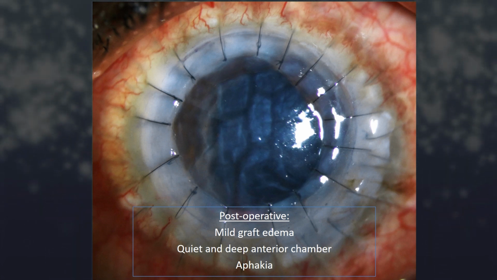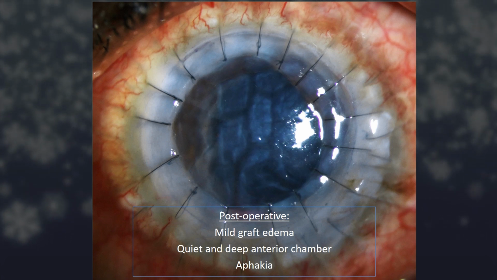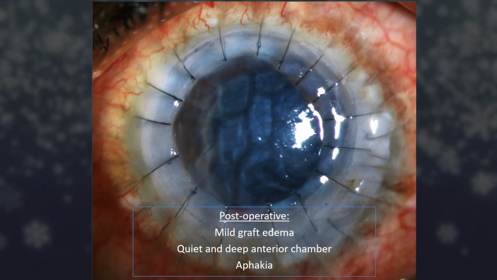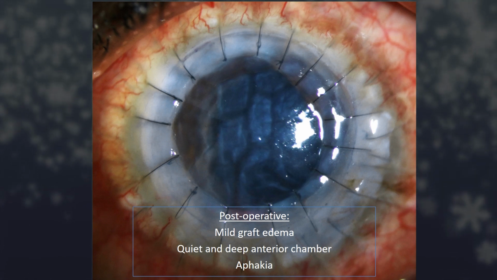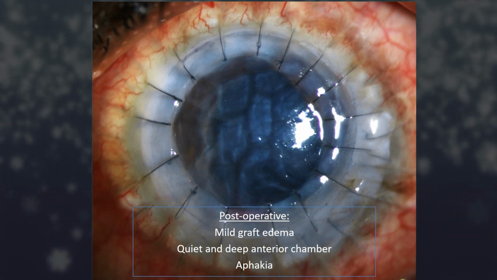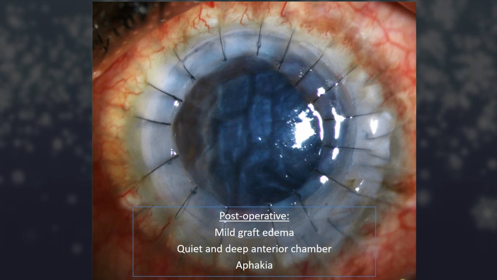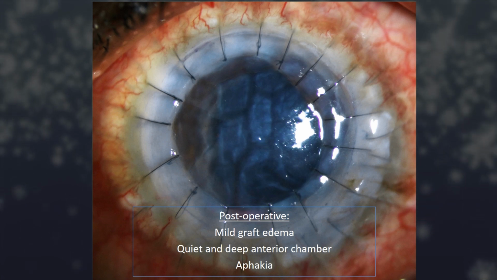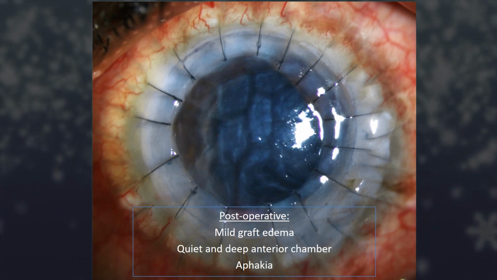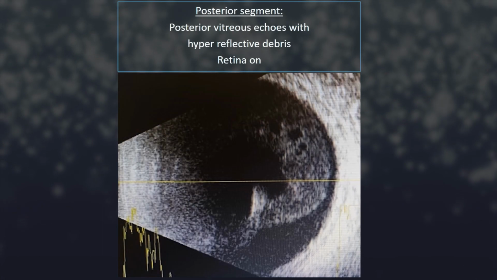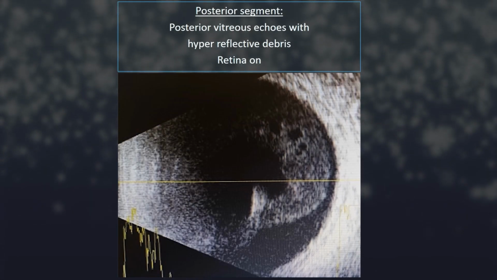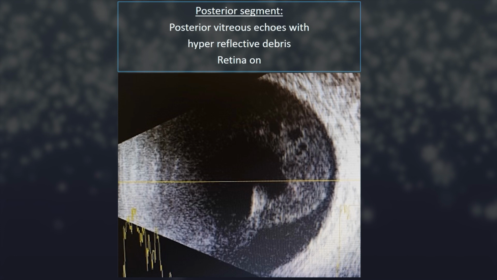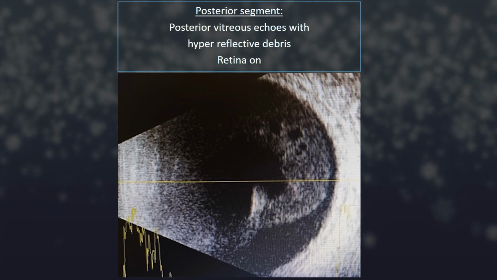There was mild graft edema with a well secured and centered graft. The anterior chamber was quiet and deep. The patient was aphakic. He is planned for further visual rehabilitation after the inflammation subsides. The posterior segment showed vitreous echoes with hyperreflective debris which were gradually resolving with retina on.